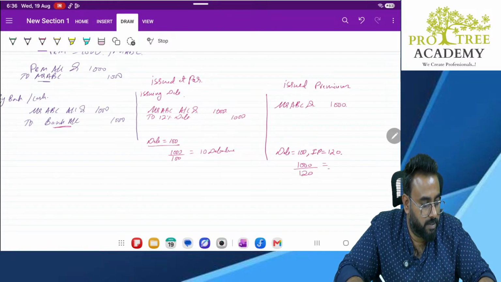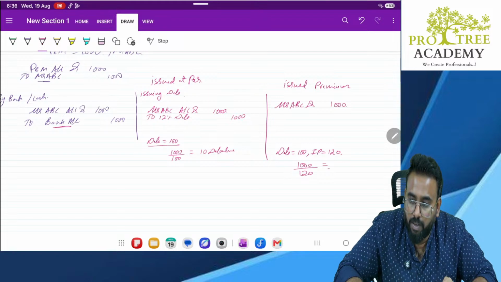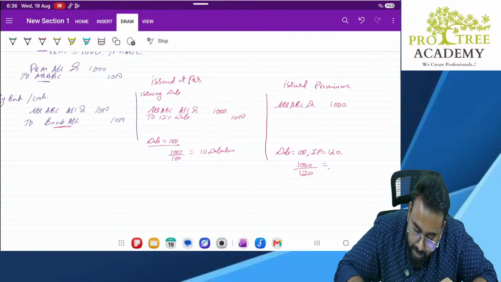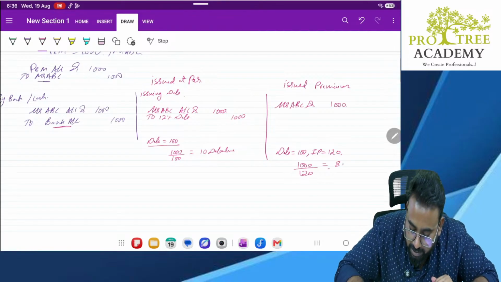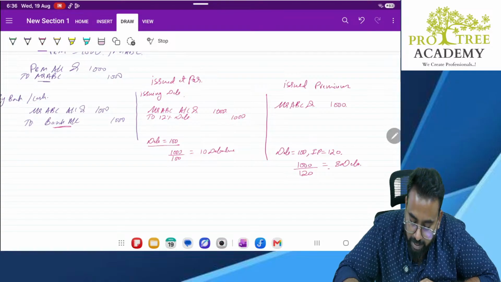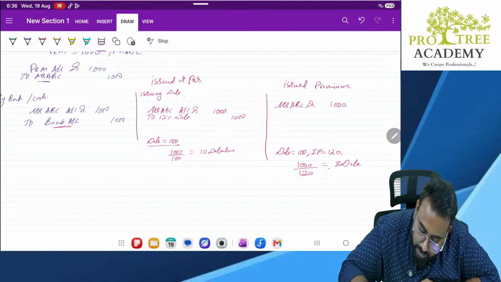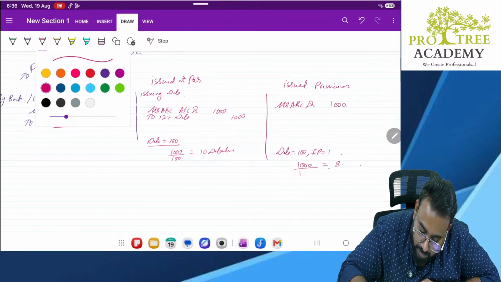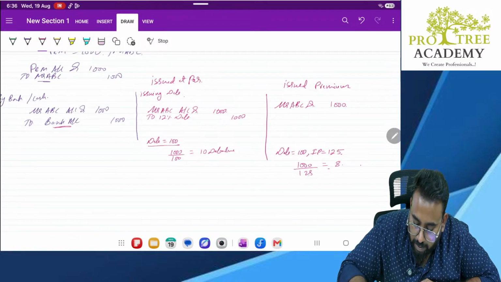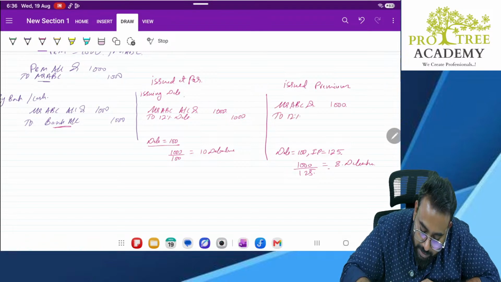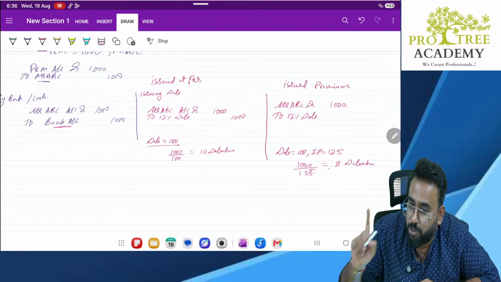Now how many debentures will we issue? Please calculate. Take it as 8.8, so 8 debentures. We will issue 8 debentures. Clear? Or you can make it as 125. Try 125. 8 debentures. Correct?